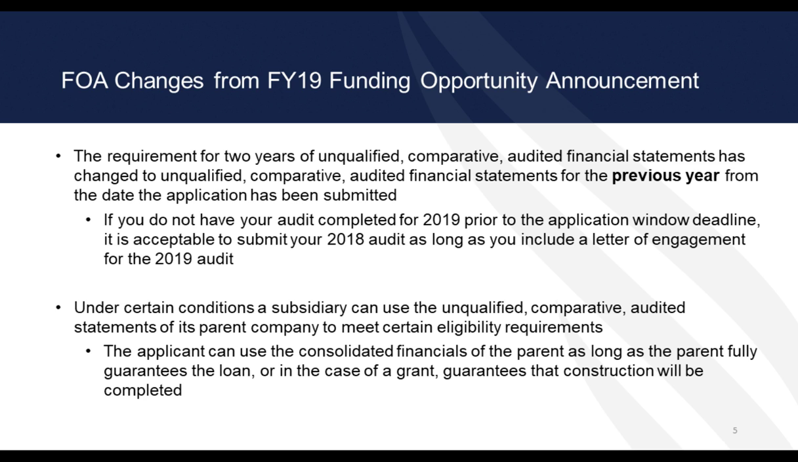If you do not have the previous 2 years' audits, it is acceptable to submit your 2018 audit as long as you also include a letter of engagement for the 2019 audit. Additionally, clarification added to the fiscal year 2020 FOA states that under certain conditions, a subsidiary can use the unqualified, comparative, audited financial statements of its parent company to meet certain eligibility requirements. The applicant can use the consolidated financials of the parent as long as the parent fully guarantees the loan, or in the case of a grant, guarantees that construction will be completed.